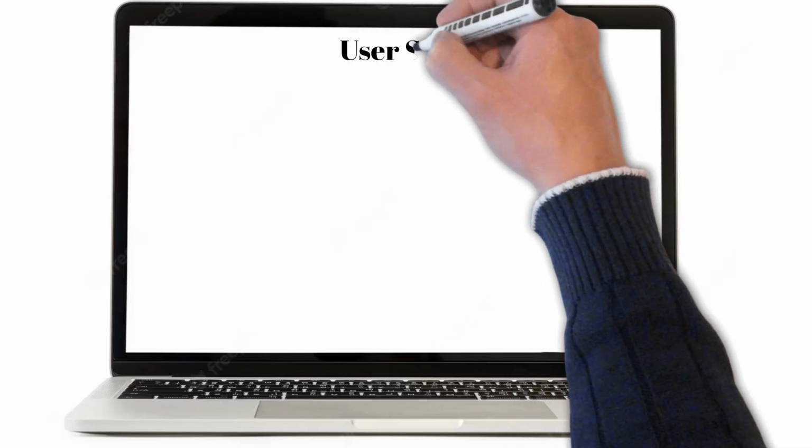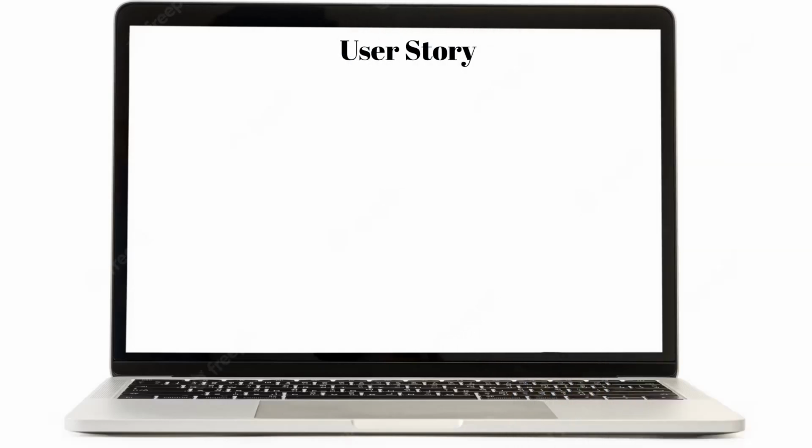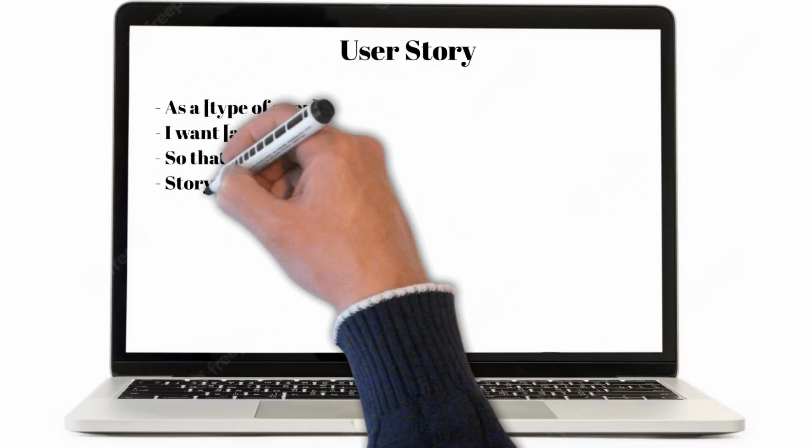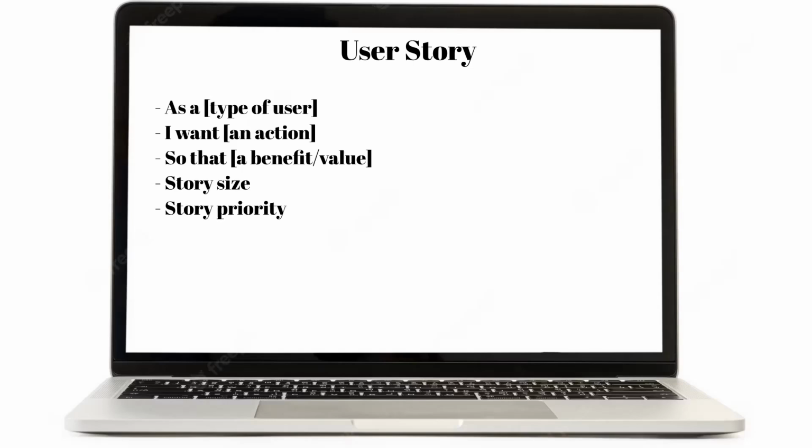Generating user stories is an essential process to the Agile project management framework. User stories should be brief and functional and describe a high narrative level. A great template for writing the story is: as a type of user, I want an action, so that a benefit or value. The story size and the priority should also be tracked with the story.